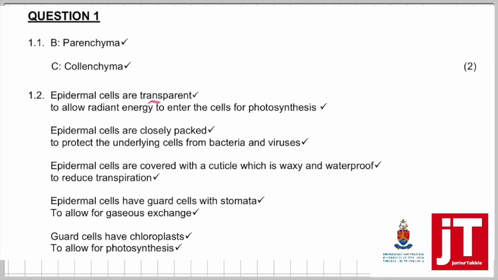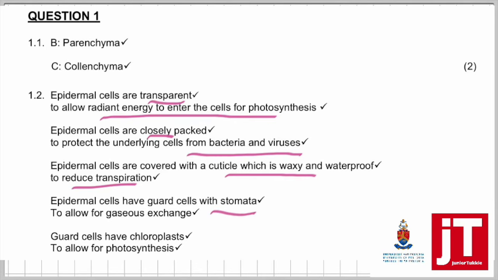So you will say that epidermal tissue is transparent, or you can also say it's a single layer to allow radiant energy to enter the photosynthesizing cells faster, so photosynthesis can happen faster. Epidermal cells are closely packed. You already learned, any cell that's closely packed is for protection from viruses and bacteria. The epidermal tissue can be covered with a cuticle which is waxy and waterproof to reduce transpiration. The epidermal tissue can also have guard cells with stomata for gaseous exchange, and the guard cells can have chloroplasts for photosynthesis.